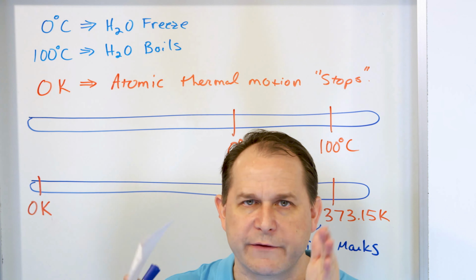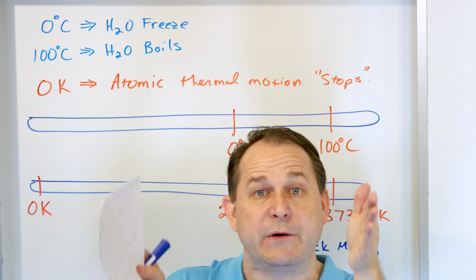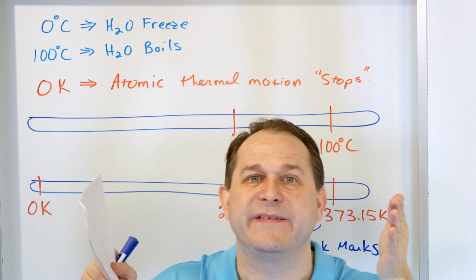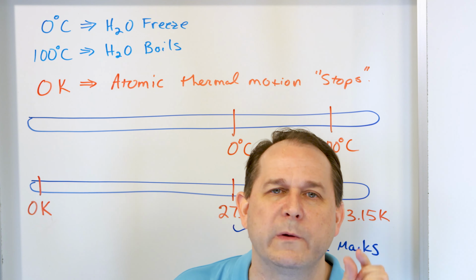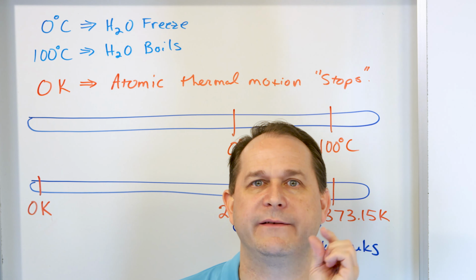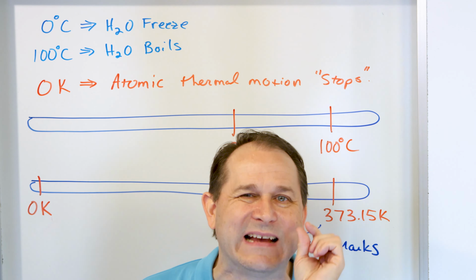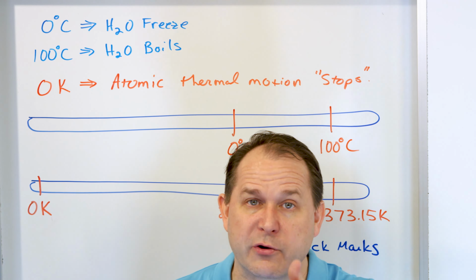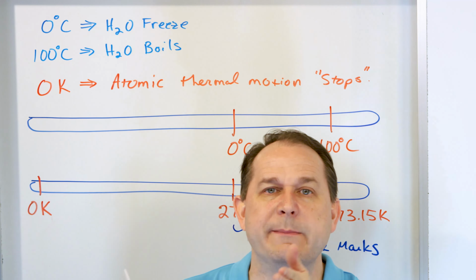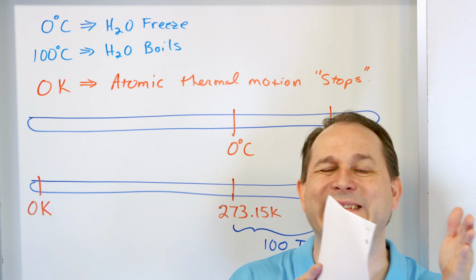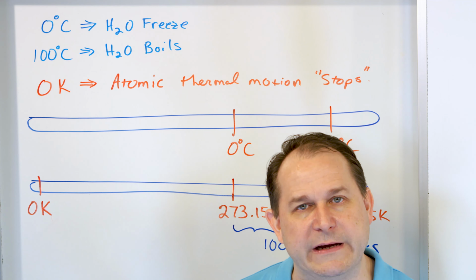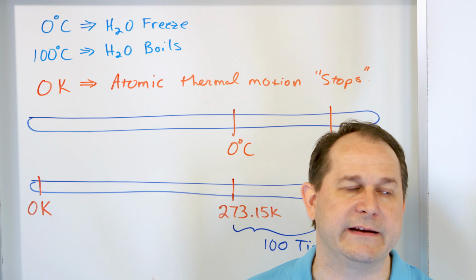And because we know there's 100 degrees between freezing and boiling, in both scales, we know the size of the degrees are the same in Kelvin and Celsius. That's important. The size of the degrees. When you increment by 1 degree Celsius and you increment by 1 degree Kelvin, you're going up the same amount because it's the same number of degrees in Celsius and in Kelvin.